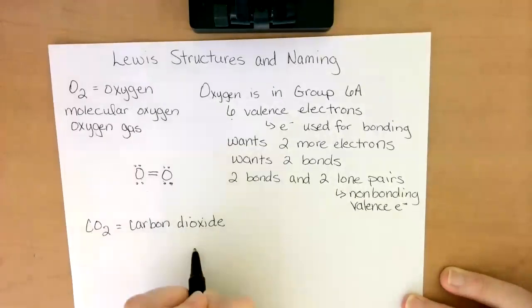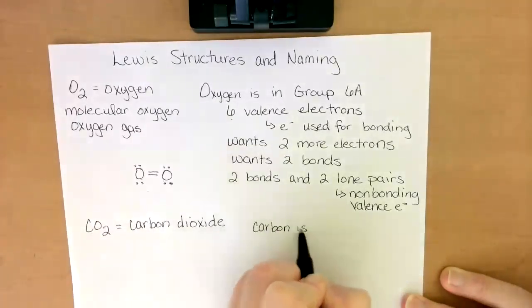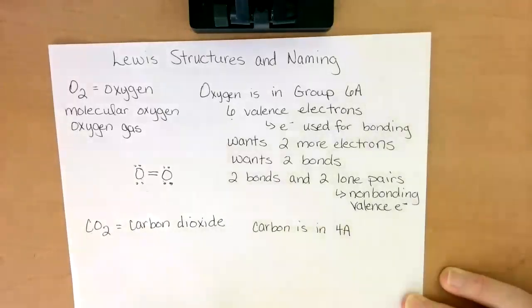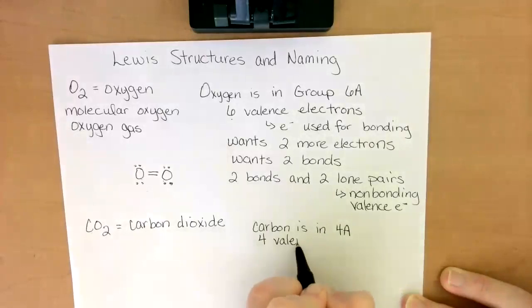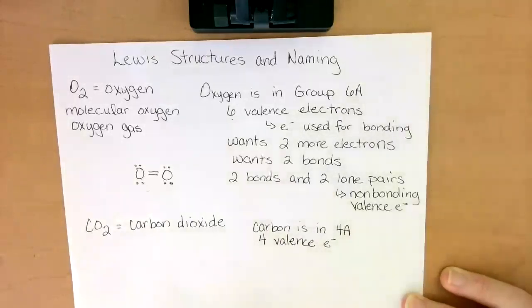I will start with carbon in the center. Carbon is in group 4A, which is the 14th column on the periodic table, but it's simplified to 4A. That means that carbon has 4 valence electrons. The element silicon is under carbon. It also has 4 valence electrons.